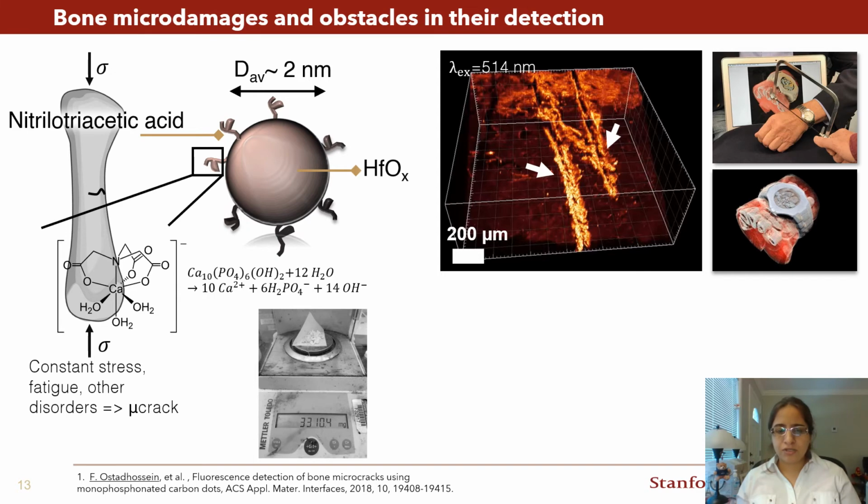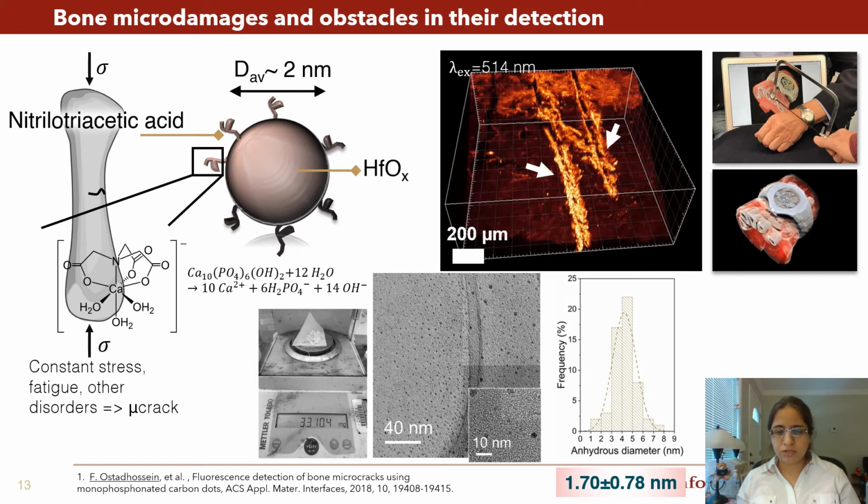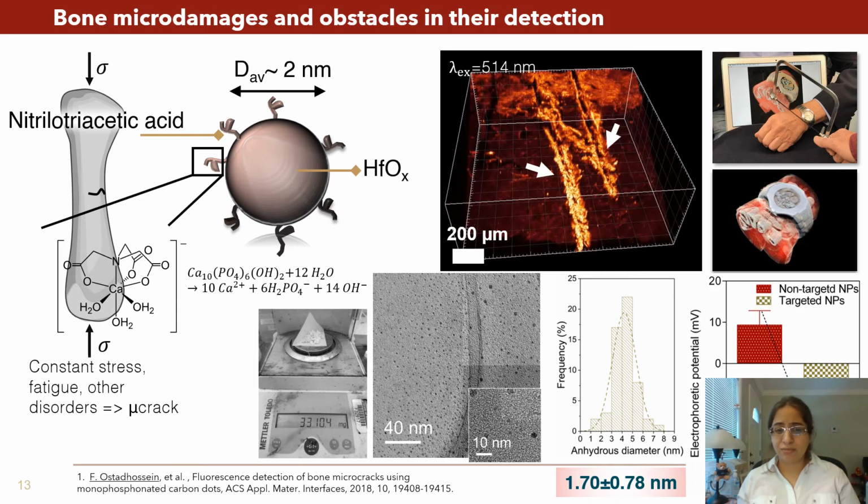The large-scale synthesis of hafnium oxide was based on sol-gel chemistry. The particle anhydrous diameter turned out to be only 2 nanometers, so less than 5 nanometers. So sub-5 nanometer particles are really interesting for biological applications.